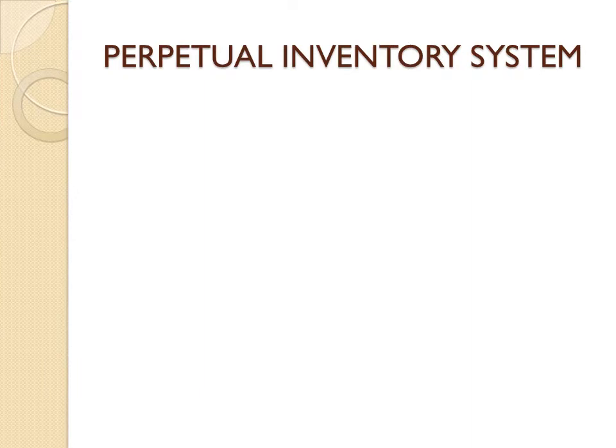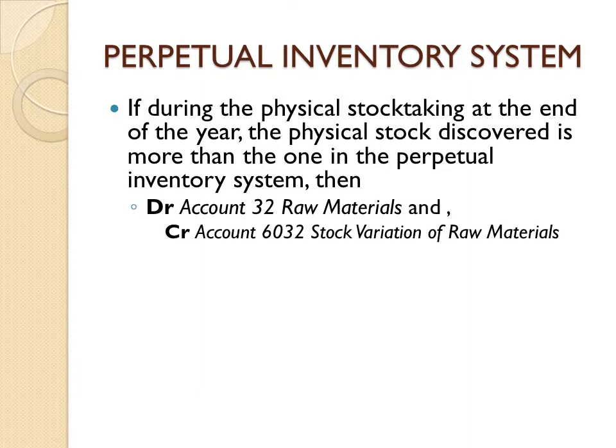Additionally, in a perpetual inventory system, the entity might discover during the physical stock taking that the physical stock actually seen is more than the one in the stock system. And in that case, the entity has to account for that increase in stock, for that incremental amount of stock, by debiting account 32 raw materials and crediting account 6032 stock variation of raw materials.